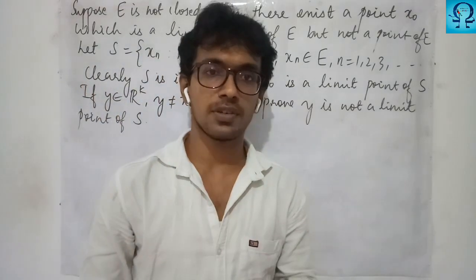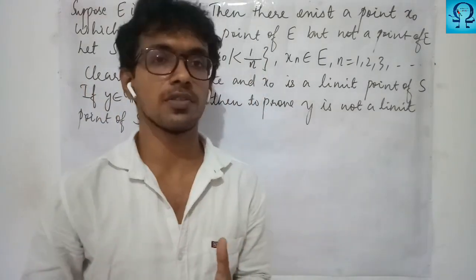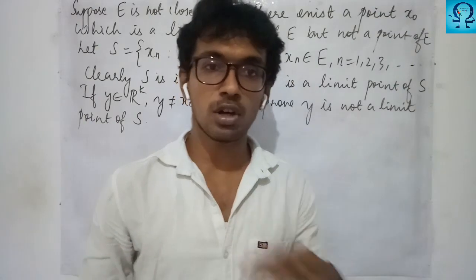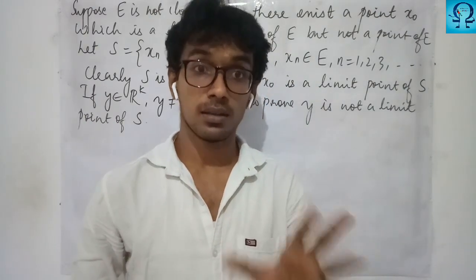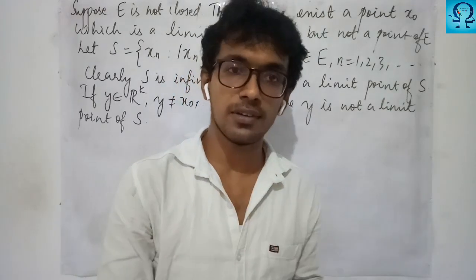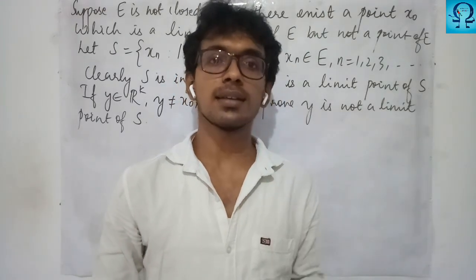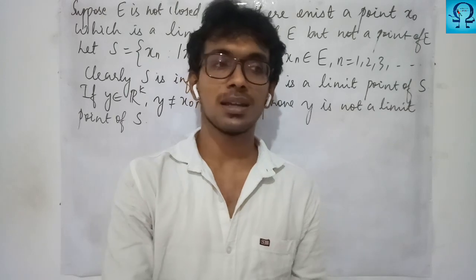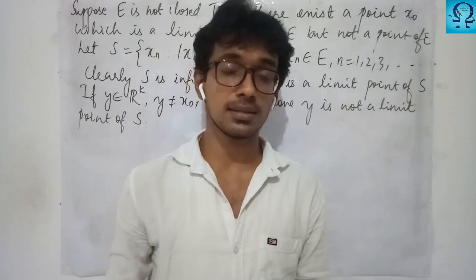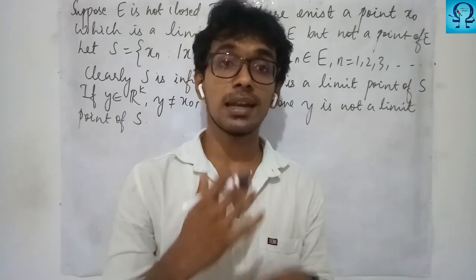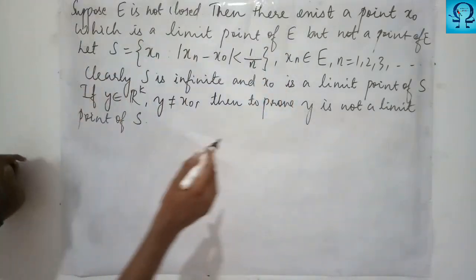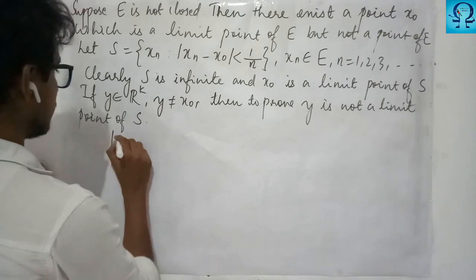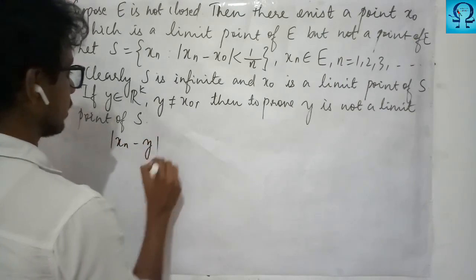We have to make use of the definition of a limit point. What is the definition of a limit point? Every neighborhood of that point contains several points, right? Actually, in the definition we have said it contains at least one point of the set, but the next result immediately tells you that it will contain an infinite number of points. So let me consider absolute of xn minus y.